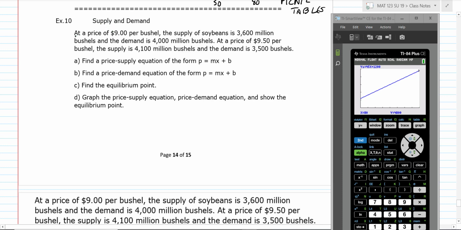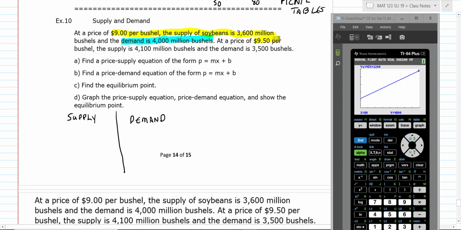Let me read the problem first. It says at a price of $9 per bushel, the supply of soybeans is 3,600 million bushels. So I'm going to highlight that. That's an important piece of information. But it also says the demand, and I'm going to use a different color, is 4,000 bushels. So we're going to come up with points for supply, and we're going to come up with points for the demand. You're given enough information to find the supply and price demand equation.